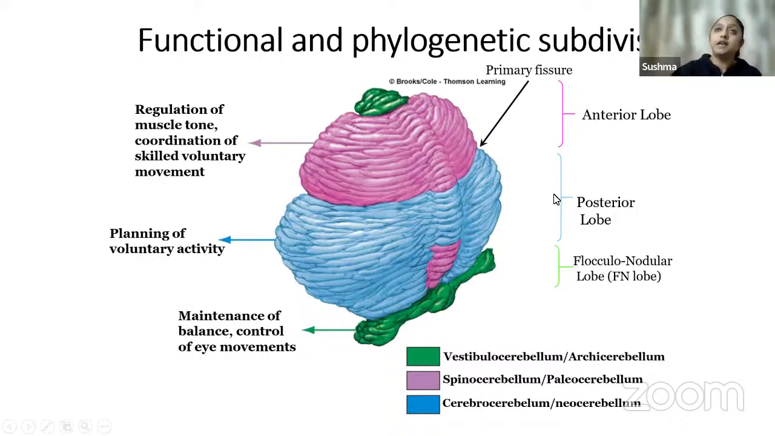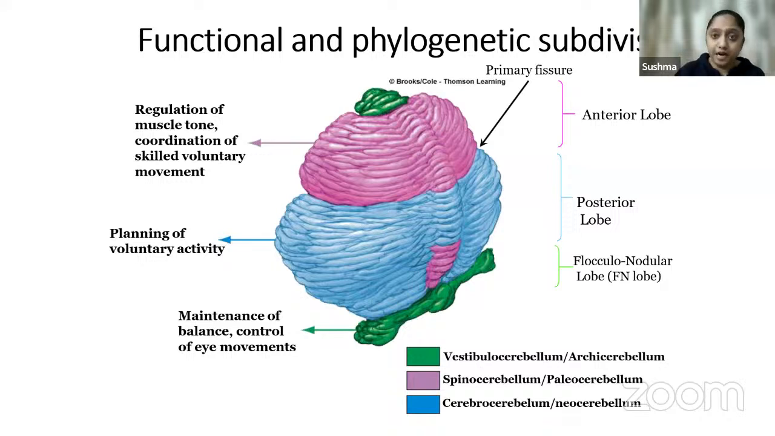This phylogenetic evolution took place for thousands and thousands of years. Thousands of years later, I may have a completely different looking cerebellum. I don't know. But as of today, these are the three different lobes of cerebellum. That is, we have the anterior lobe, posterior lobe, and the flocculonodular lobe. The green one that I'm showing over here is the vestibulocerebellum, which is only concerned with maintenance of balance and control of eye movements.